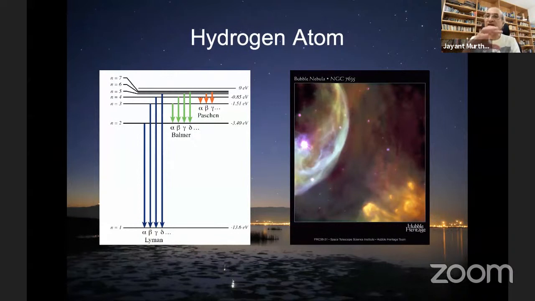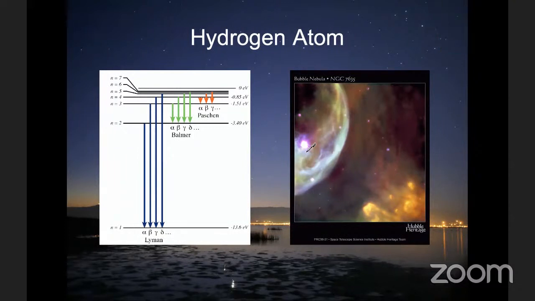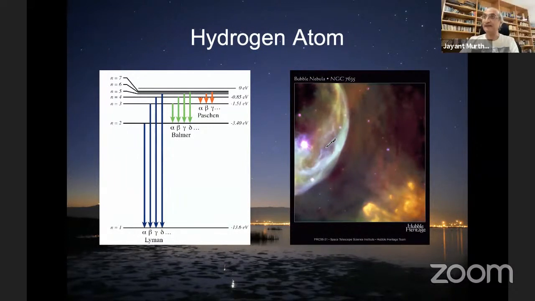It's neutral hydrogen and you won't get any emission lines from it. So in order to get all of this emission from the Bubble Nebula, I have to have hot stars nearby, O and B stars, where the temperature is somewhere on the order of 20 to 30,000 degrees.